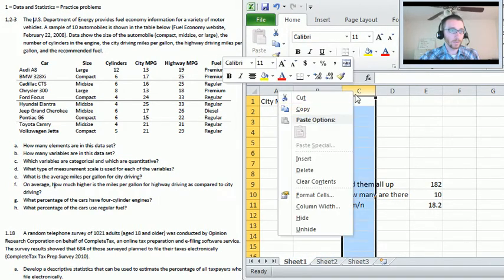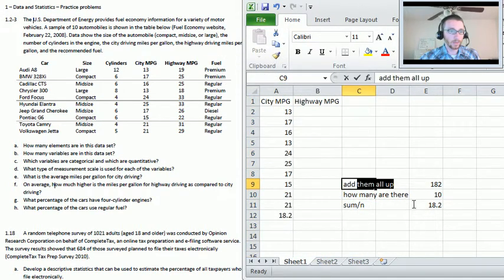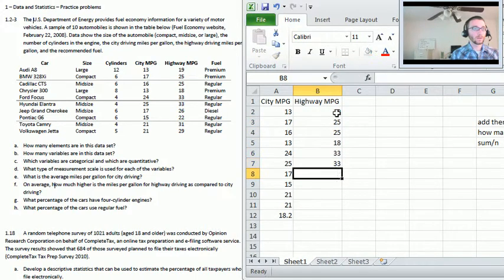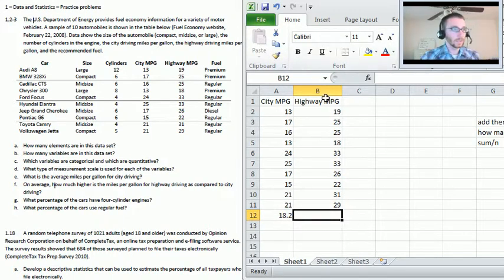And I want to kind of keep the stuff that I did here out of the way. Okay. So, entering our highway miles per gallon. And just double check that. 19, 25, 25, 18, 33, 33, 26, 22, 31, 29. Perfect.